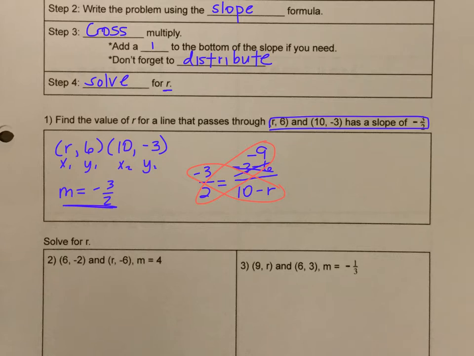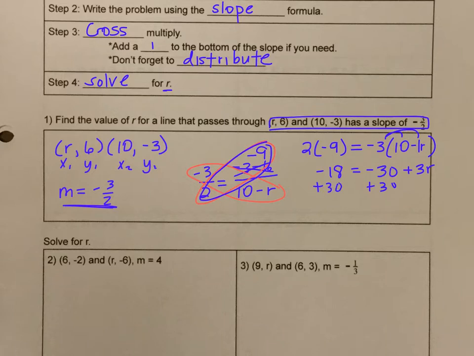So then I get 2 times -9, I did these guys, equals -3 times 10 minus r. 2 times -9 is -18. That's going to equal, this is where I distribute. -3 times 10 is -30. -3 times -1 is +3r. Now, my goal is to get the r by himself. So if I add 30 on both sides, I come up with 12 equals 3r. Divide by 3. So my r is a 4. So that missing number right here is really a 4.